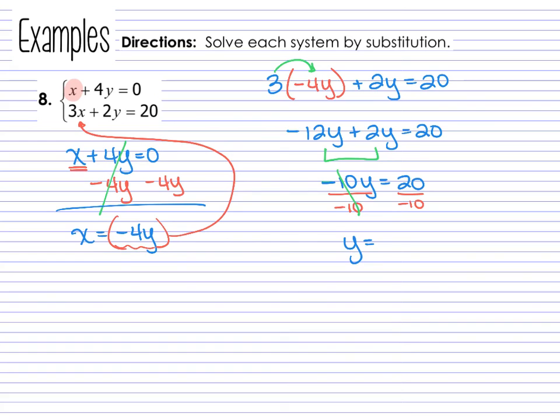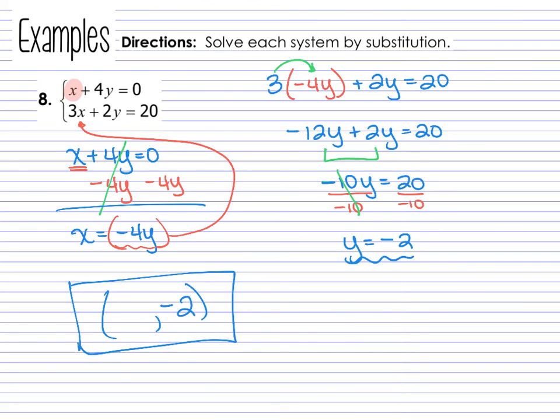Y is equal to 20 divided by negative 10. Positive divided by a negative gives me a negative. 20 divided by 10 is 2. So my y value is equal to negative 2. Here's my answer box. I'm going to write it as an ordered pair. The y value, that second coordinate, is the negative 2.